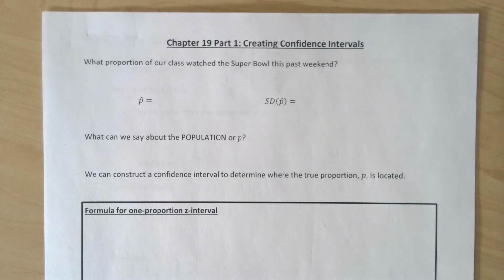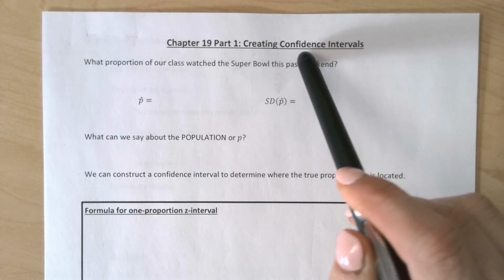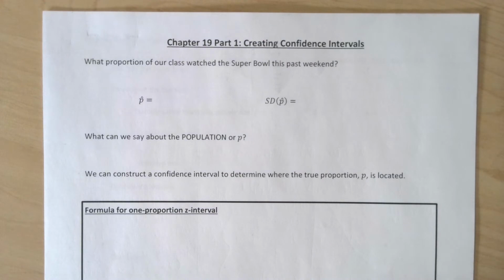Hi guys, in this video we are going to start our discussion on chapter 19 where we will look at creating confidence intervals. So to get us thinking in the right direction, we're going to look at the proportion of our class that watched the Super Bowl.